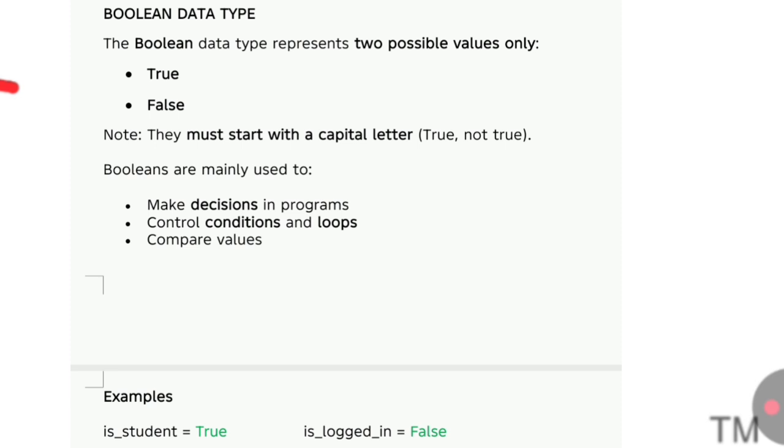Booleans are used to make decisions. Booleans are used to control conditions and loops, or to compare values. For example, you have two variables: is_student, which is assigned True, and is_logged_in, which is assigned False.